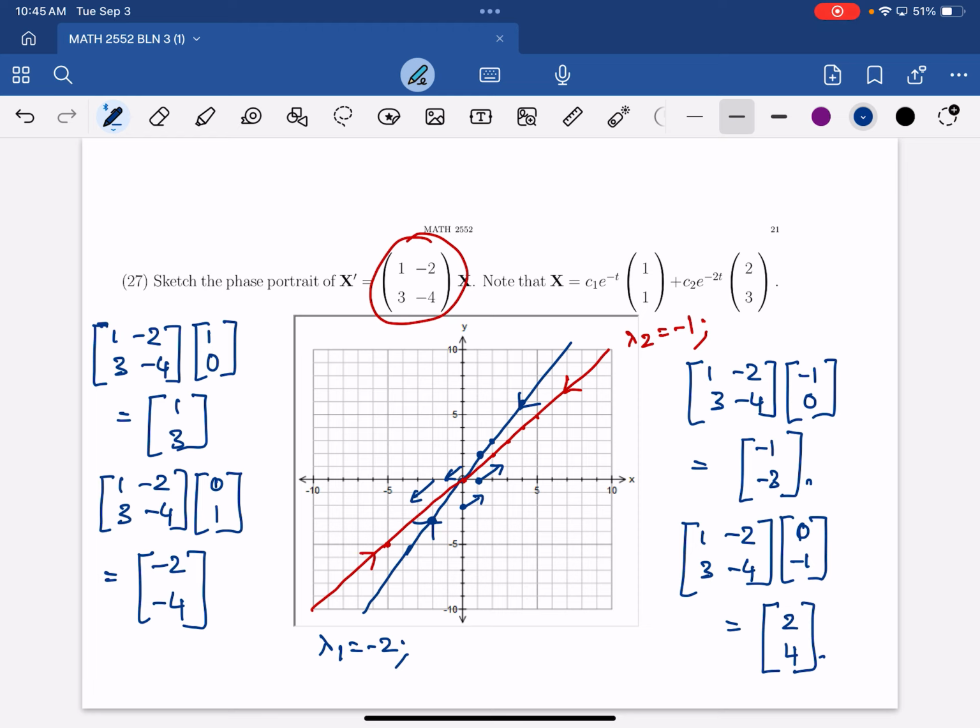So based on this, now I need to draw my solution curves. But unfortunately, I'm at 10:45. I have no time. So I'll stop here. I will continue drawing the solution curves in the next lecture. Okay? So that is all I have for now.